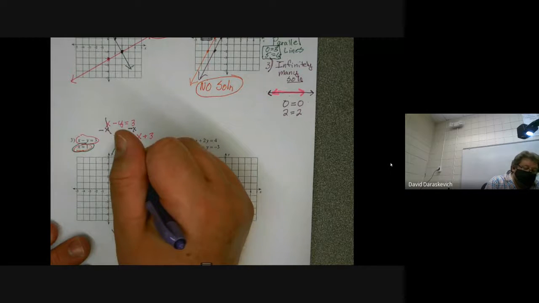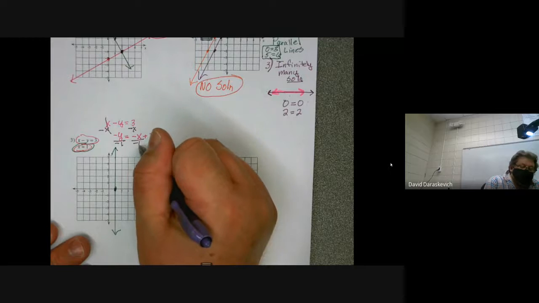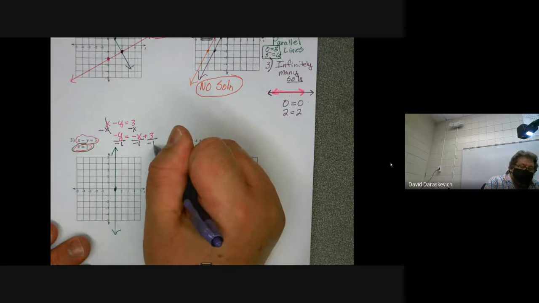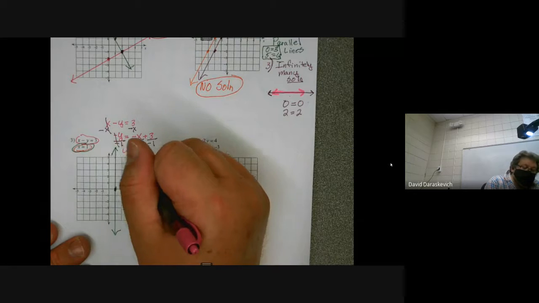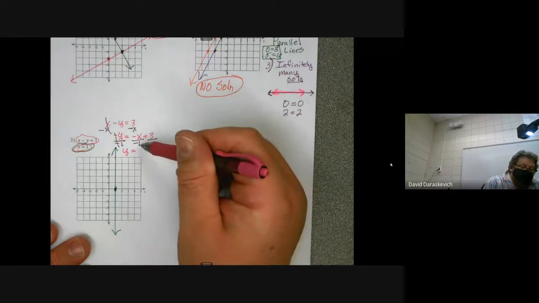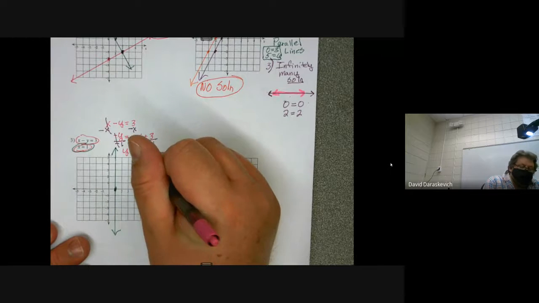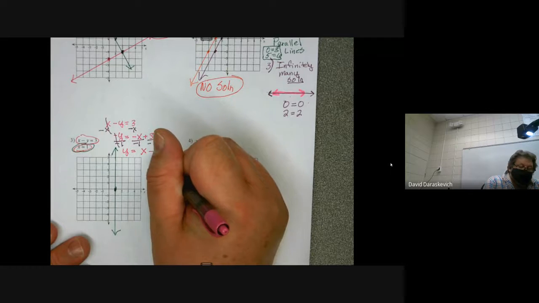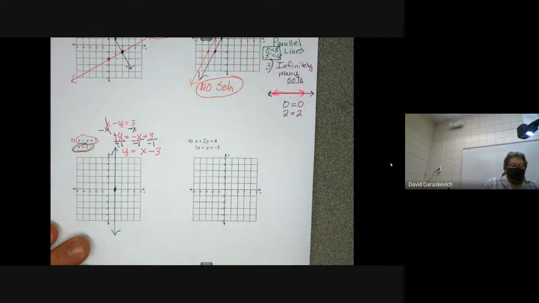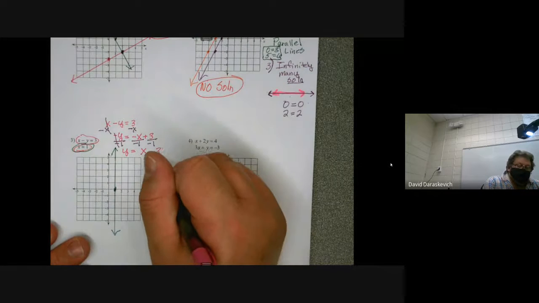Then I have to divide. There's a negative sign with the y. I'm going to divide each term by negative 1. Okay, that gets rid of my negative sign. And I get y equals negative x over negative 1, which is just positive x, and positive 3 divided by negative 1, negative 3. So here's my b, negative 3.